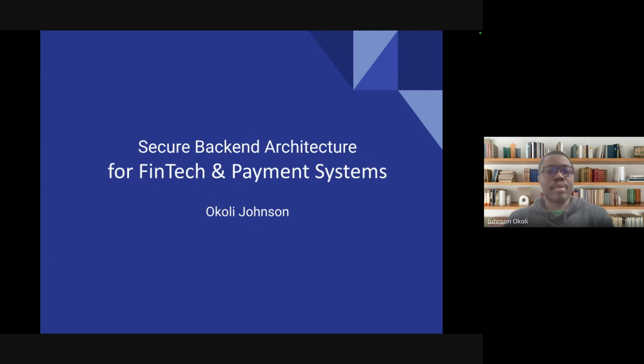Yeah, so today we're talking about secure backend architecture for fintech and payment systems. My name is Okoli Johnson. I'm a full stack software developer specialized in building scalable and durable backend architecture systems. I'm an MSc graduate of cybersecurity from the University of Birmingham and a degree holder of computer engineering. And today we're talking about secure backend architecture for fintech and payment systems.